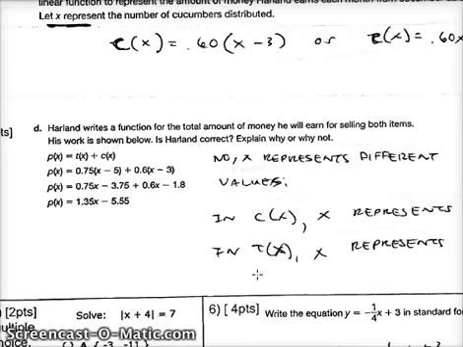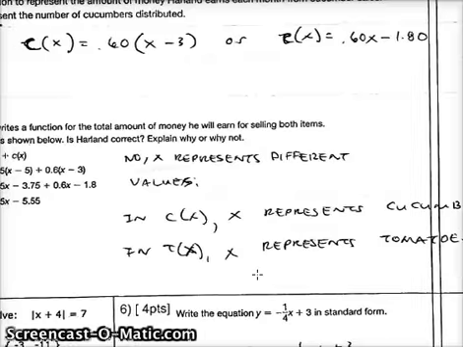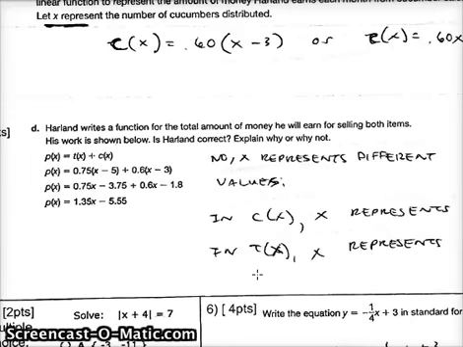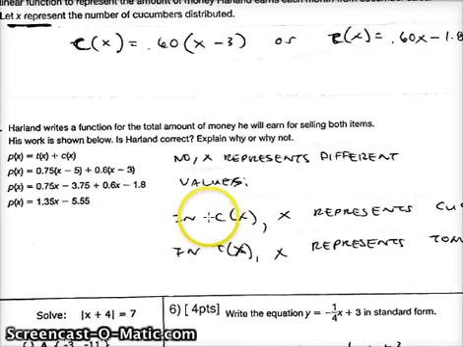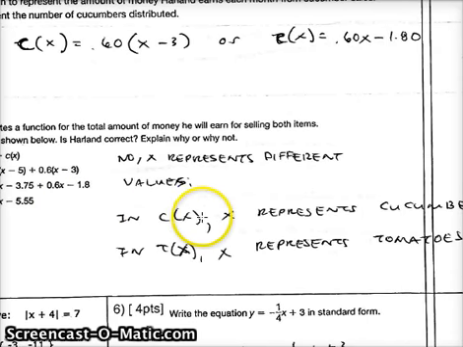So down here, in D, some of you guys are a little bit confused. Some students thought this was multiple choice. This was not multiple choice. Harlan writes a function for the total amount of money he will earn for selling both items. His work is shown below. Is Harlan correct? Explain why or why not. If it were multiple choice, you would see letters on the side, A, B, C, D, or 1, 2, 3. Or you would see the words multiple choice, or pick one. So you would know that they're not asking you to circle one. A lot of students did that.